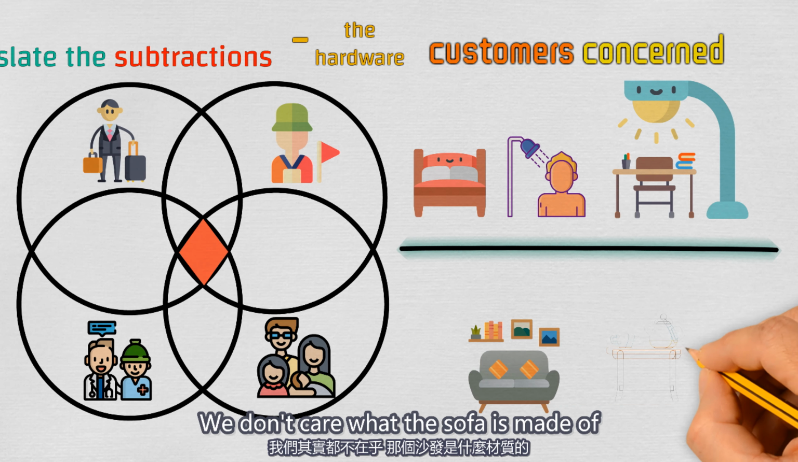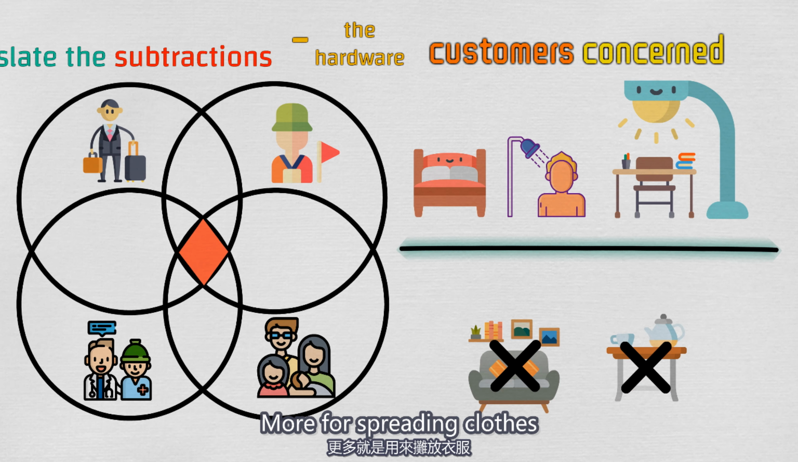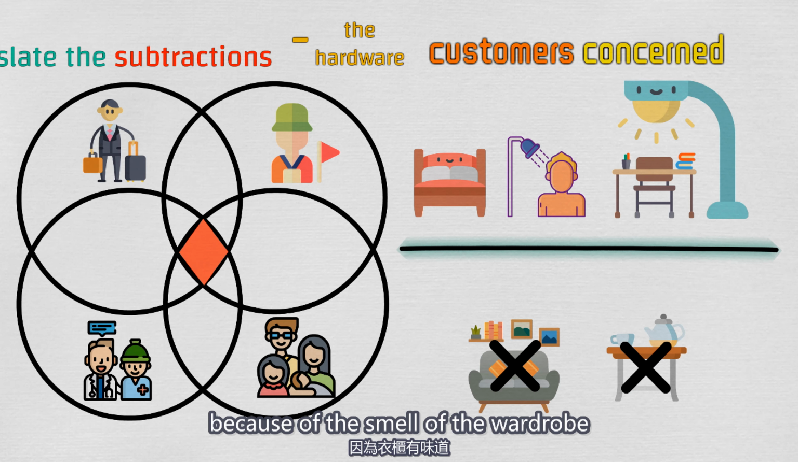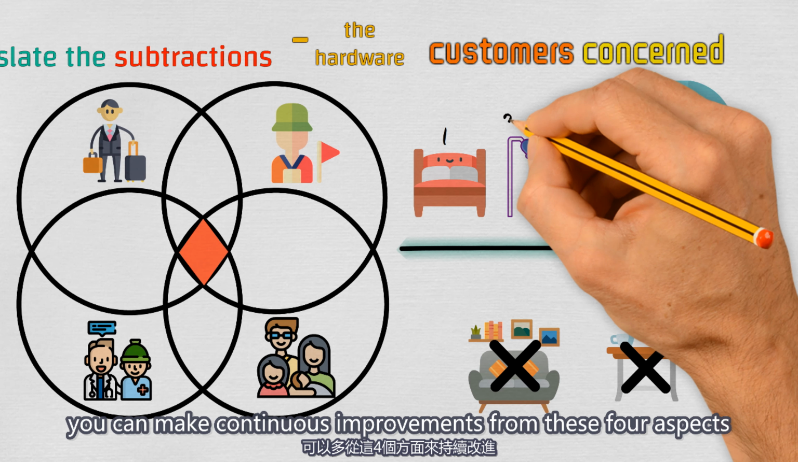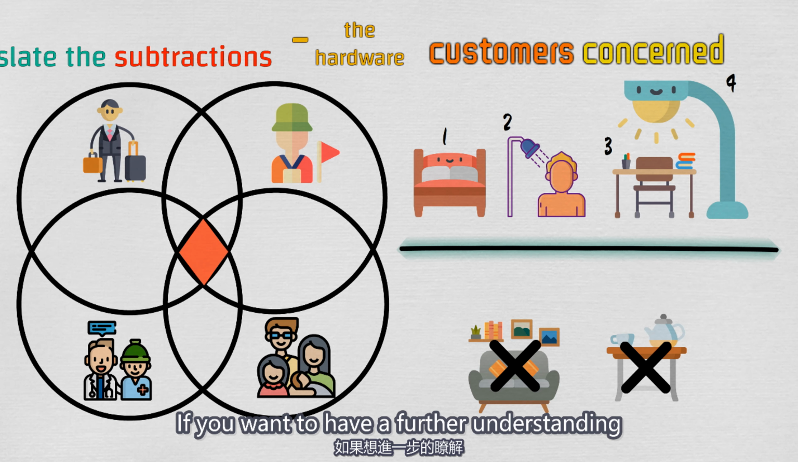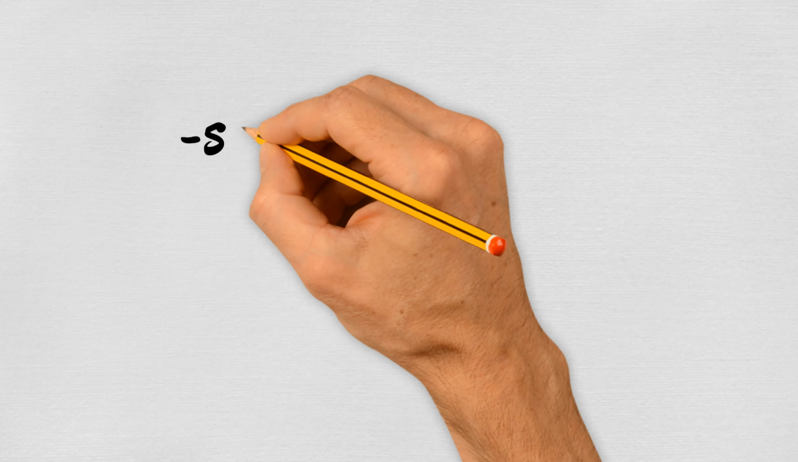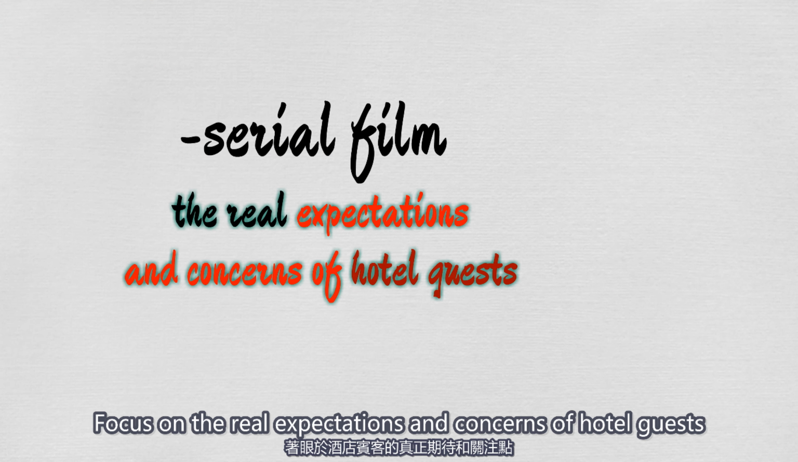We don't care what the sofa is made of or which brand the coffee table is. It's more for spreading clothes, because of the smell of the wardrobe, or other reasons. Therefore, if you run a hotel, you can make continuous improvements from these 4 aspects. If you want a further understanding, we can make another serial film later, focusing on the real expectations and concerns of hotel guests, to expand and introduce in detail.